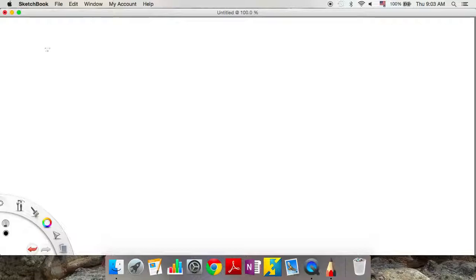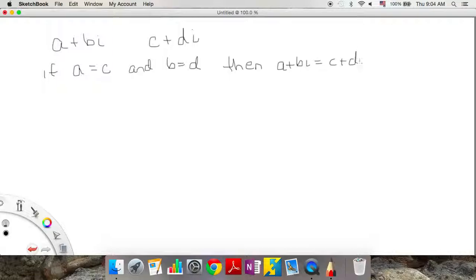Now, sometimes we need to know if two complex numbers are equal. And we've looked at that if we have two complex numbers like this, if we know that the real parts are equal and the imaginary parts are equal, then we know that a plus bi equals c plus di.